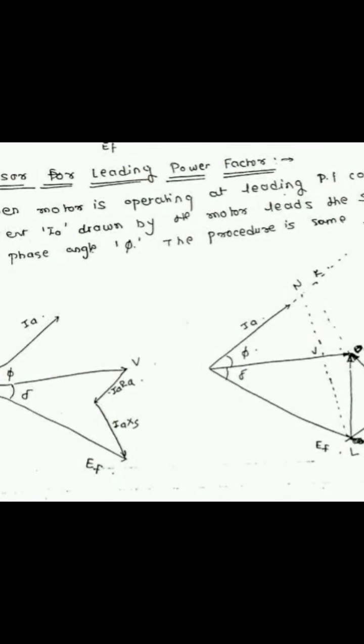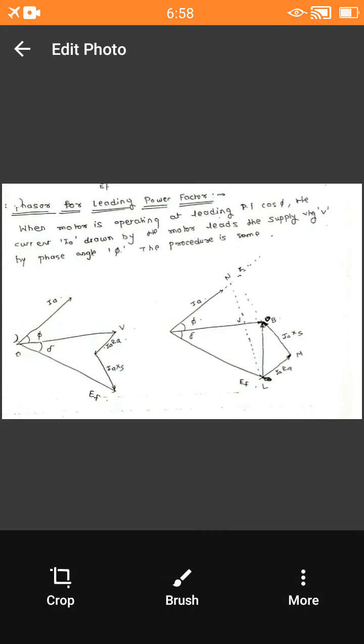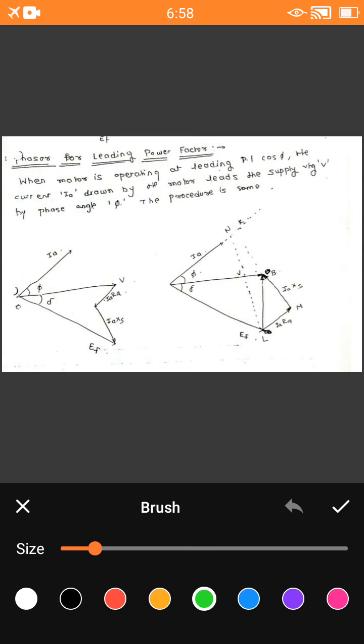Now let's start the third type, the phasor diagram for leading power factor. When the motor is operating at leading power factor cos phi, the current Ia drawn by the motor leads the supply voltage by phase angle phi. The procedure is again the same as for lagging power factor. As shown in the figure, for a leading power factor the current leads the reference voltage, and the angle between current and voltage is phi.